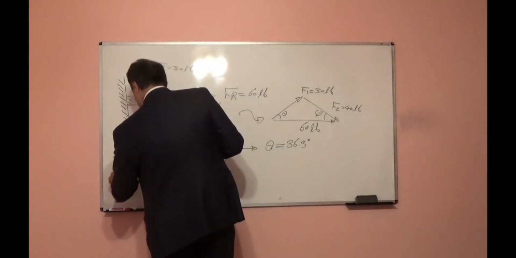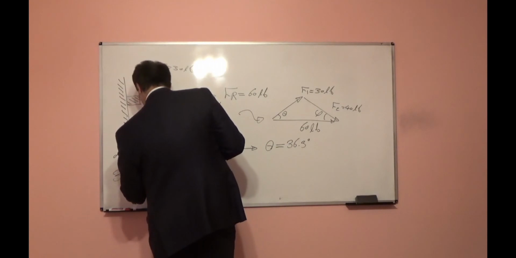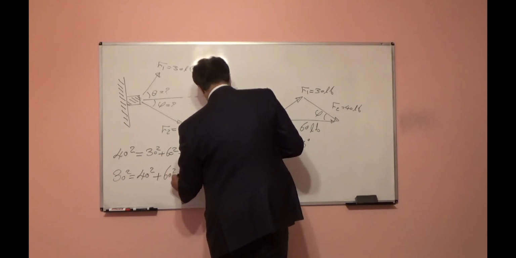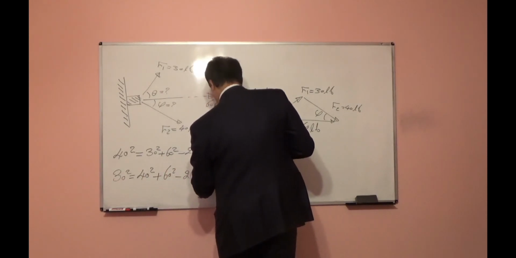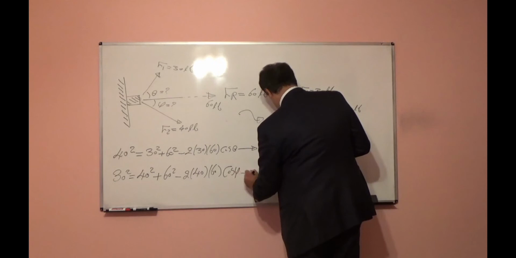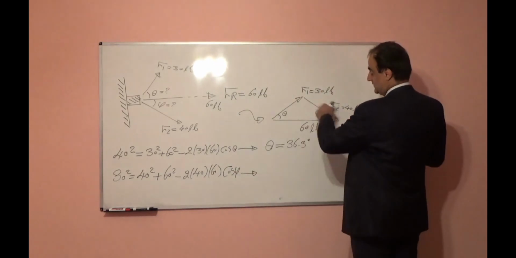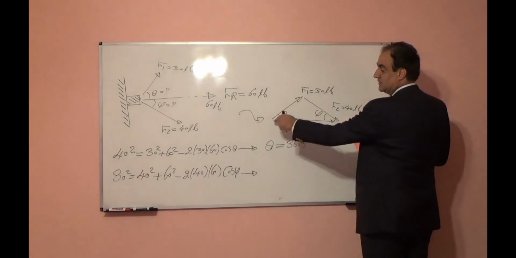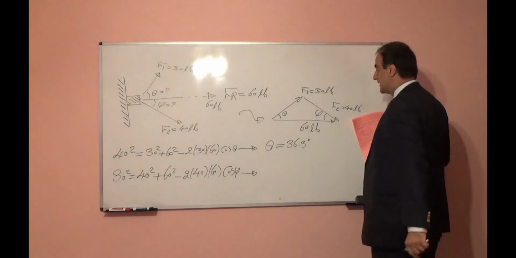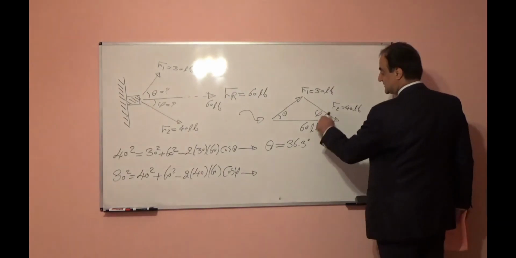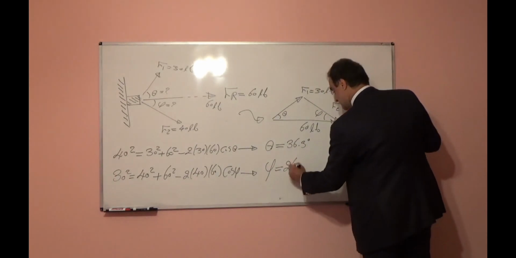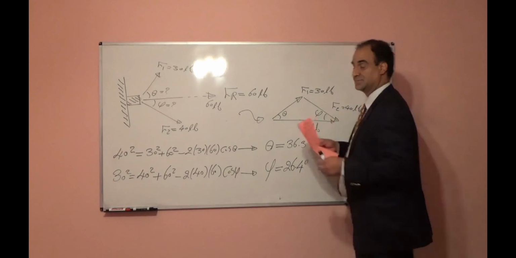So we can write again, 30 squared is equal to 40 squared plus 60 squared minus 2 times 40 times 60 times cosine phi. From here, in this triangle, by the law of cosines, 30 squared is equal to 40 squared plus 60 squared minus 2 times 40 times 60 times cosine phi. From here, you can find phi is equal to 26.4 degrees.